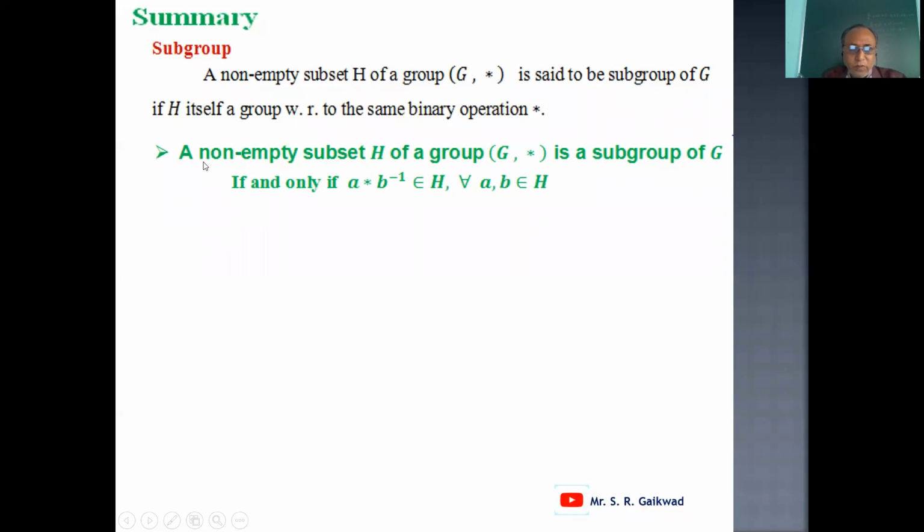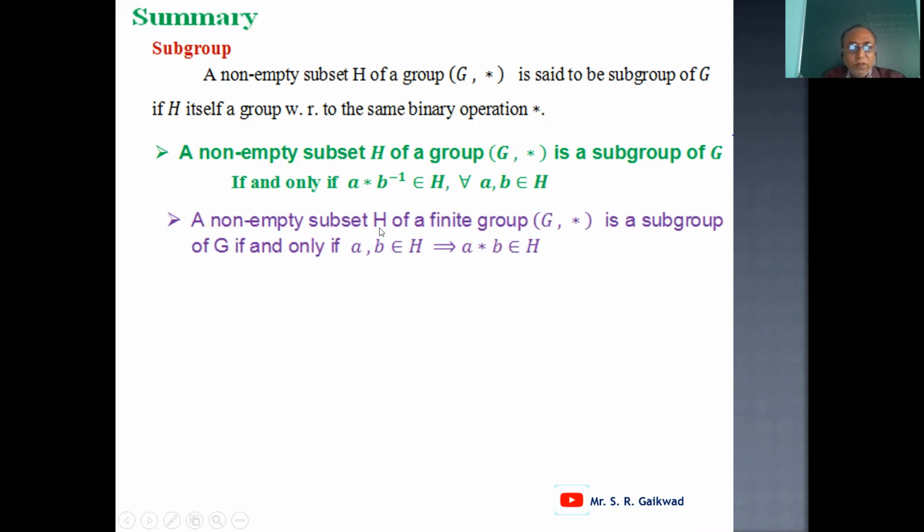Then we have the criteria for subgroup. A non-empty subset H of a group G, star is a subgroup of G if and only if A star B inverse belongs to H for all A, B belongs to H. Also, a non-empty subset H of a finite group G, star. Here G is a finite group. A non-empty subset H of a finite group G, star is a subgroup of G if and only if A, B belongs to H implies A star B belongs to H.